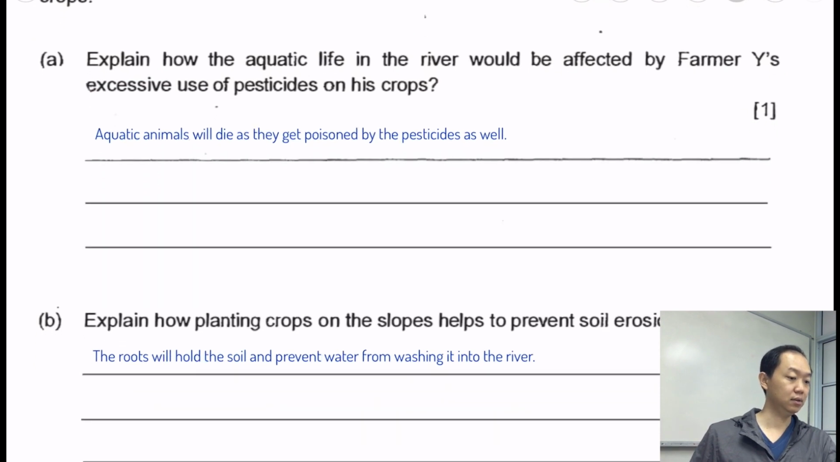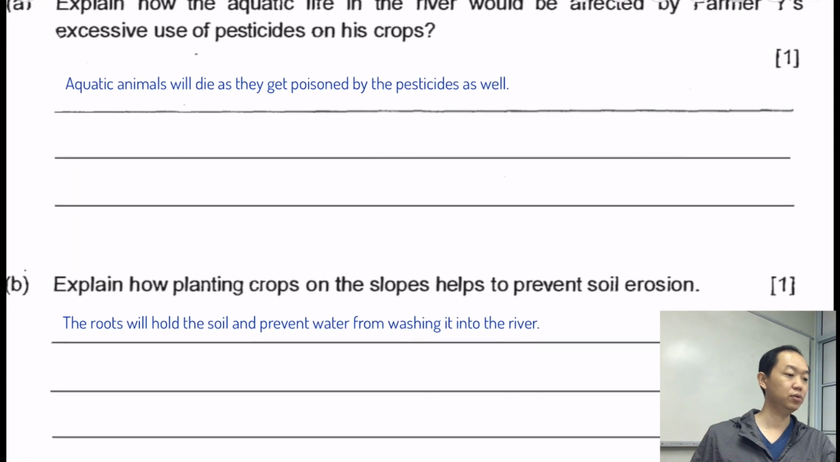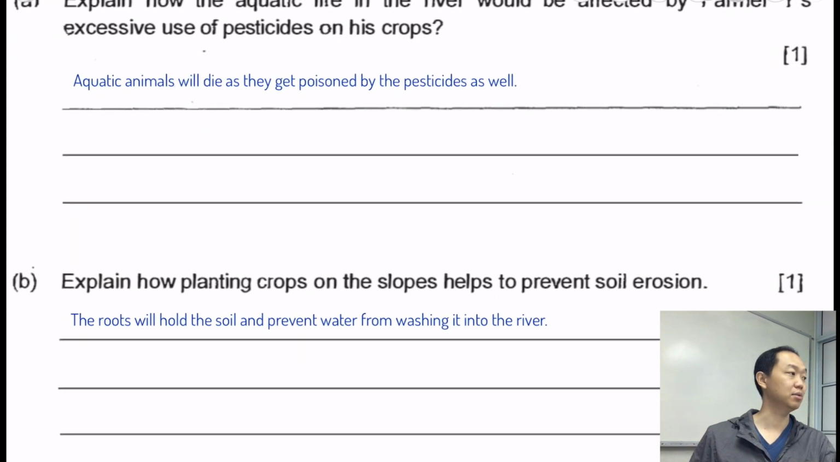Next, ready? A little bigger. Let's see. Soil erosion is actually bad for the plants as well. Plants at the top, no more land, you cannot plant stuff.